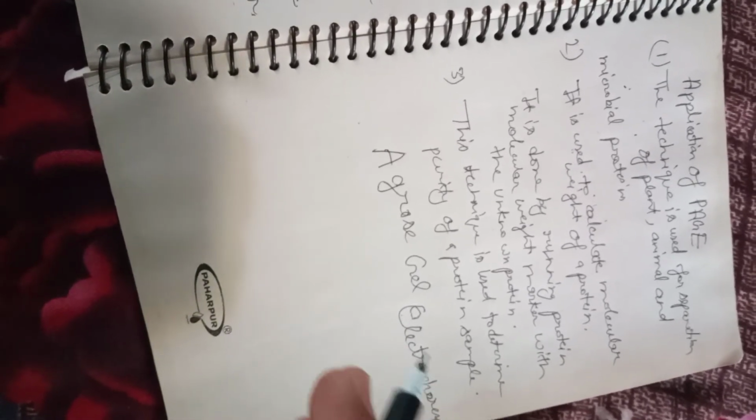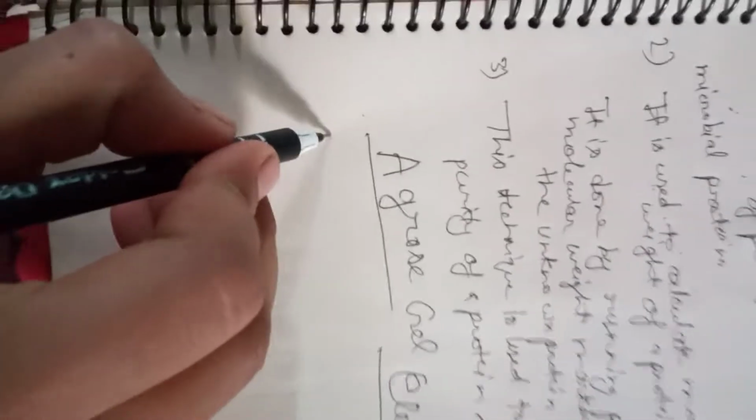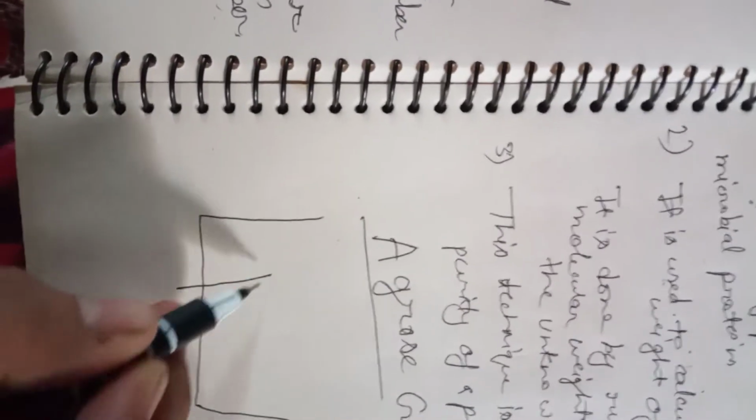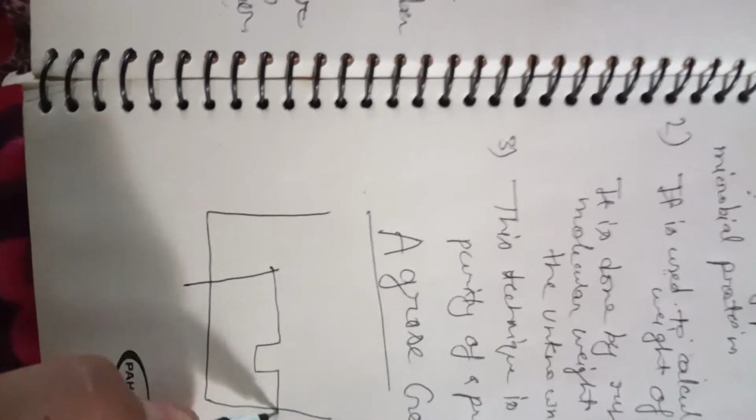The solid gel has a cross-linked structure which forms pores inside the gel. The pore size is controlled by the concentration of agarose. If the concentration is high, then the pores are small. This is the diagrammatic representation of agarose gel electrophoresis.